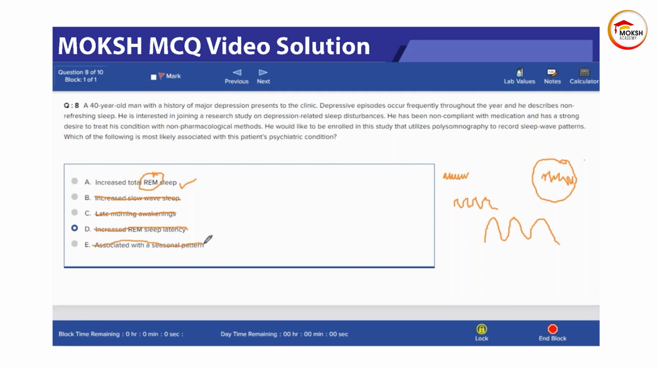Associated with a seasonal pattern, because seasonal affective disorder is when you feel sad in winters. Everything is really dull outside, there's no sun, and so much so that it became a disorder. To diagnose that, you need to have at least 2 years where every time there was a particular season, which is usually winter, you got depression. So this is nothing like that because it's happening frequently throughout the year. If it was happening seasonally, then you would have considered that. But this is not a seasonal problem. It is depression. And in depression, REM sleep is increased and slow wave sleep is decreased.